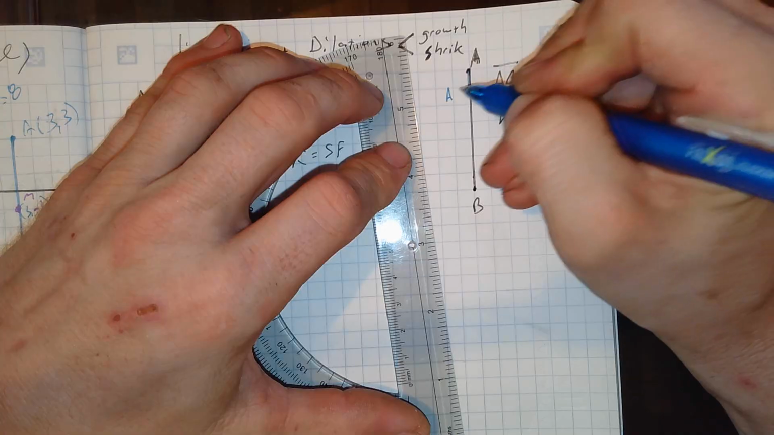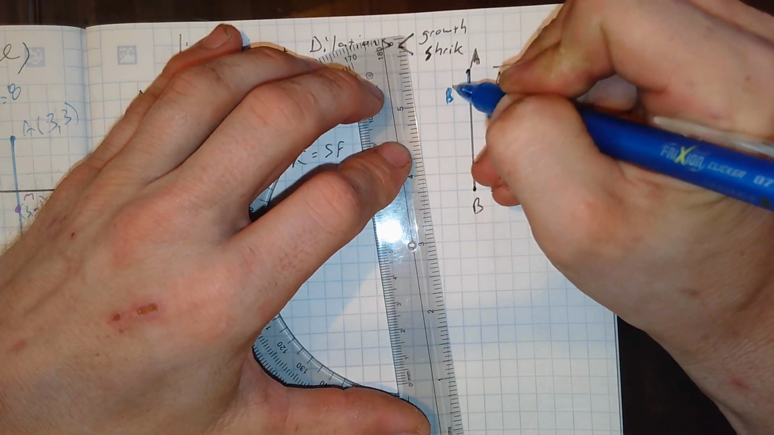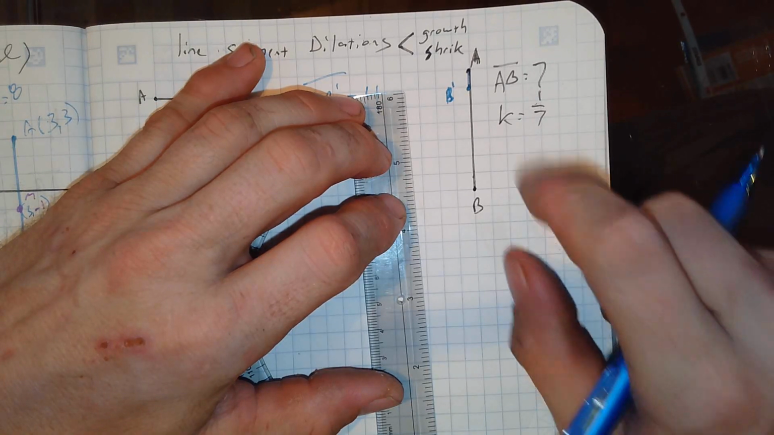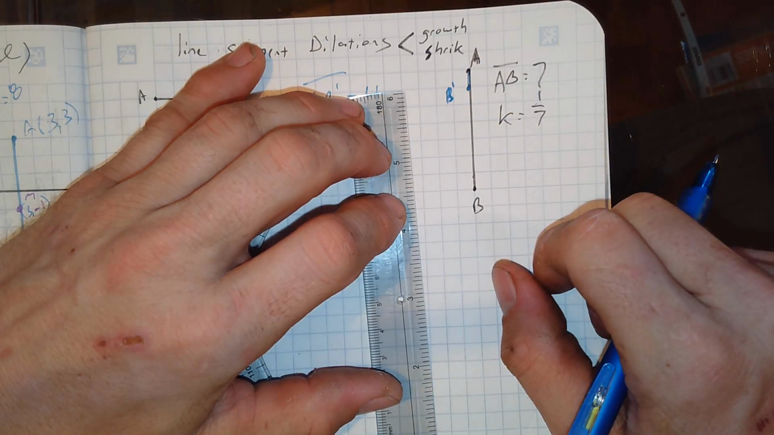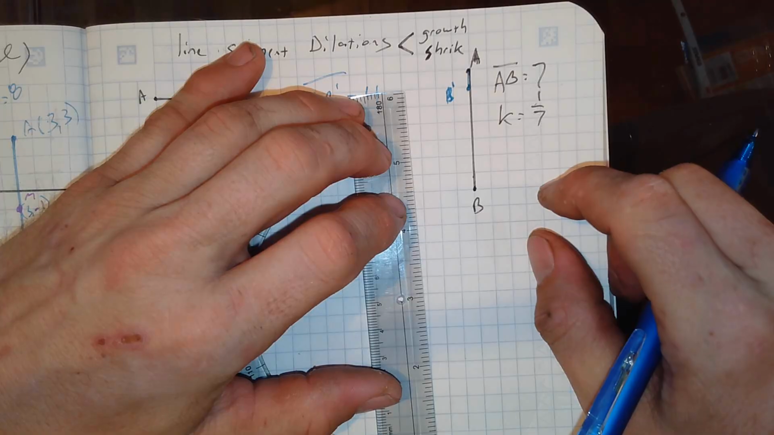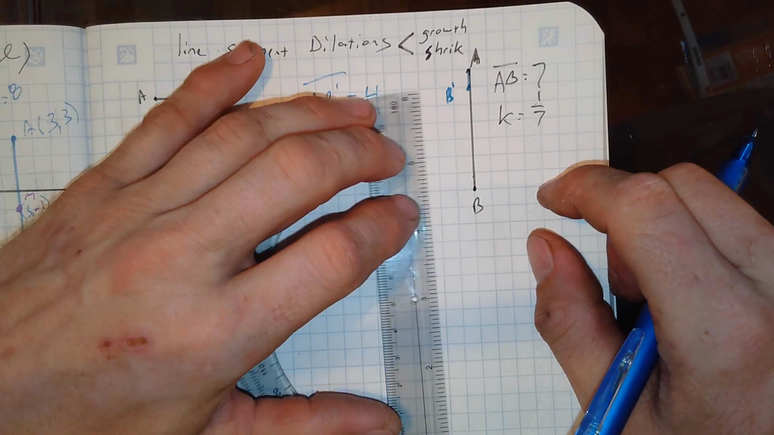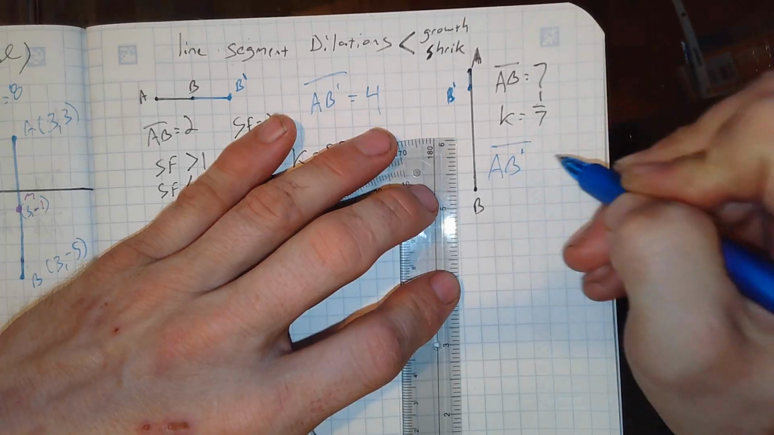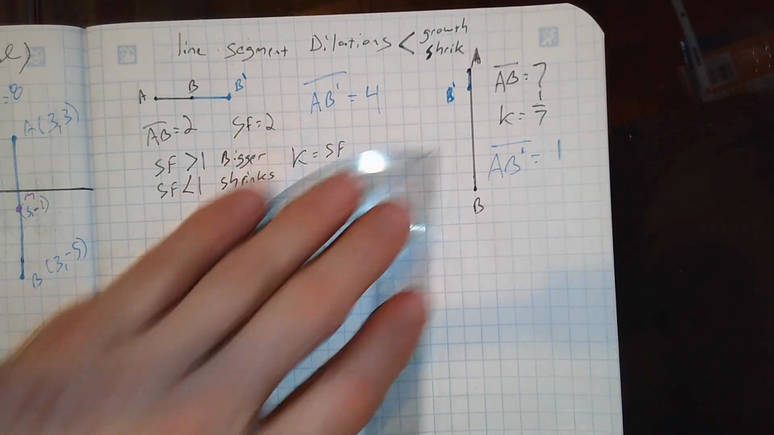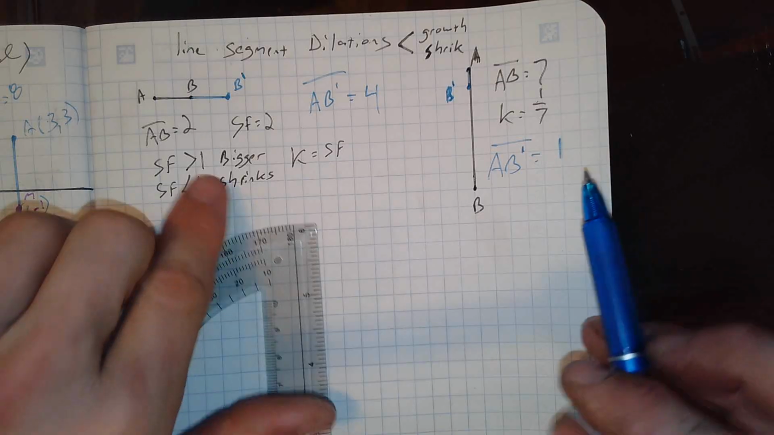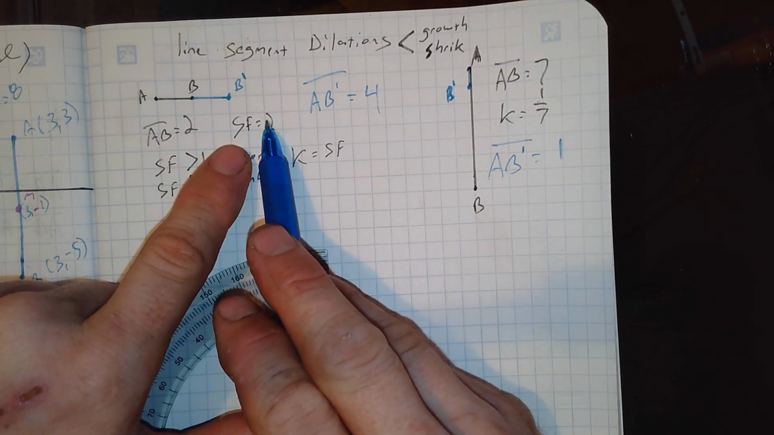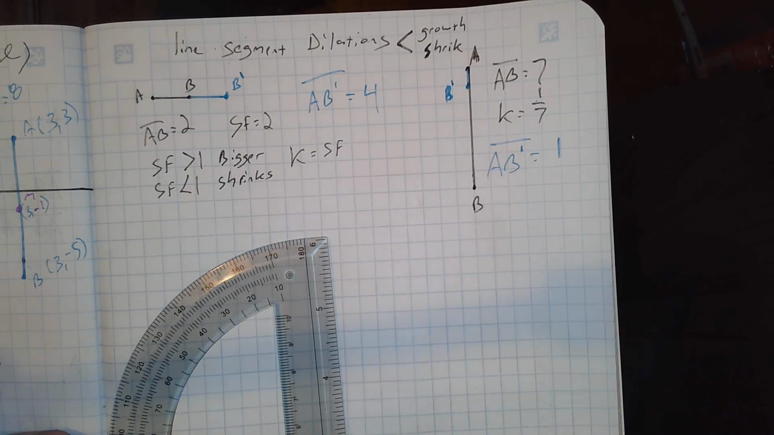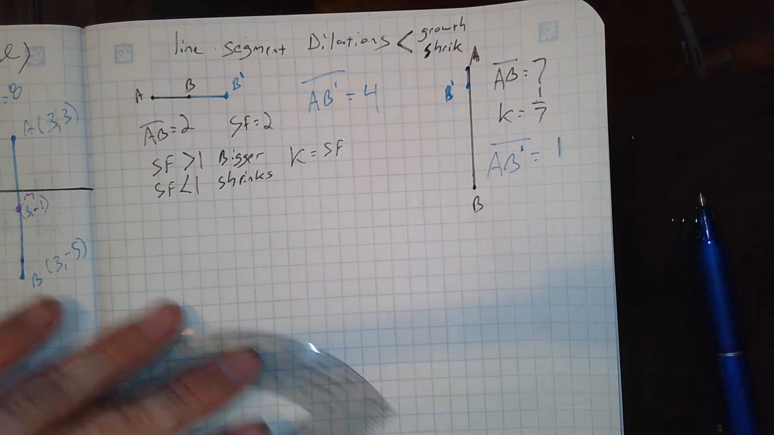This is B prime. Okay, so it shrank by 6/7 of its original size. It's now 1/7 of its original size. So now AB prime equals 1. All right, so I just multiply it. And now if you notice, all you do is multiply the original by the scale factor to get the final. It's pretty simple.